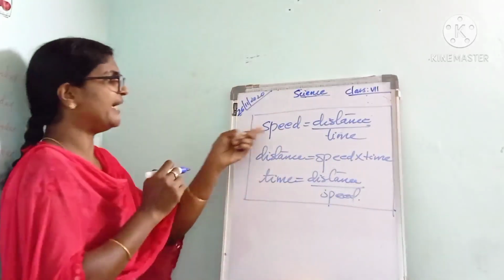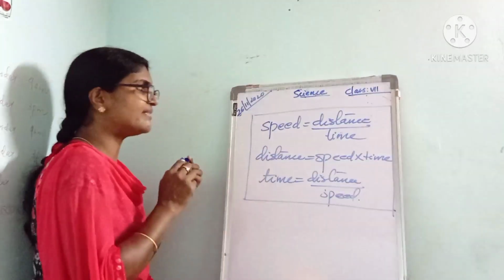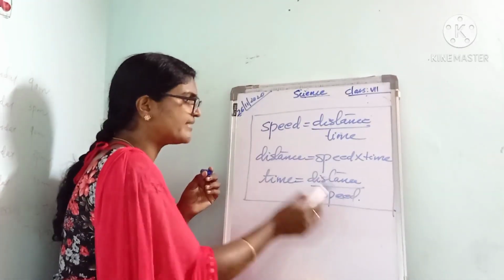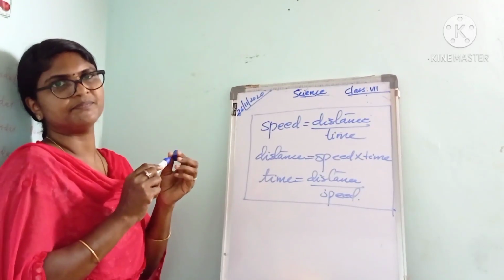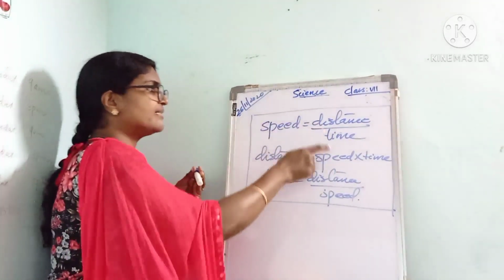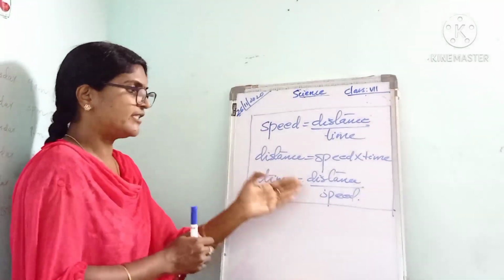Okay. Speed equal to distance by time. Then distance equal to speed into time. Then time equal to distance by speed.